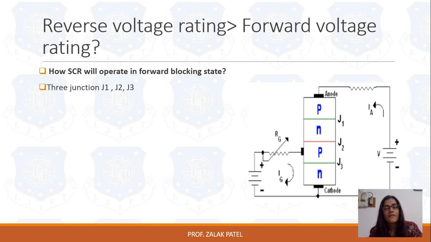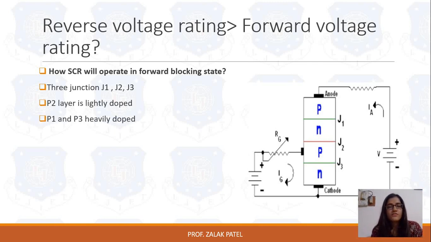Because of the heavy doping in J1 and J3, they have more forward blocking capability compared to J2. Because of the low forward blocking capability of J2, it has the higher reverse voltage rating, and J1 and J3, because of higher blocking capability, have the lower voltage rating. That's why we can say that because of the heavy doping at J1 and J3, the reverse voltage rating is greater than the forward voltage rating.